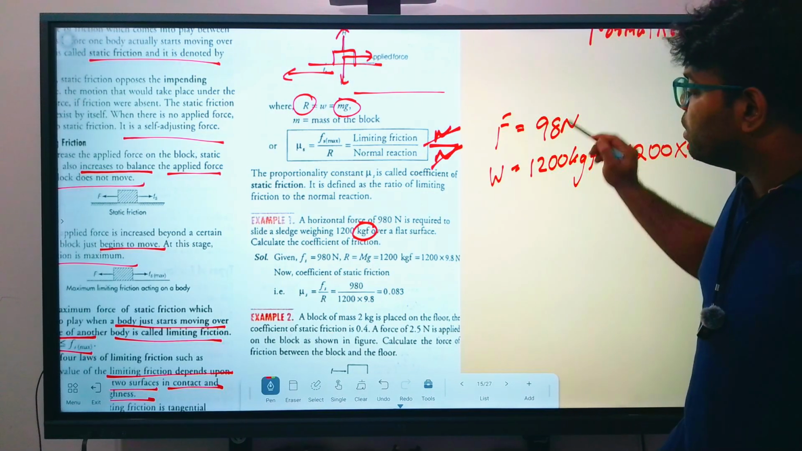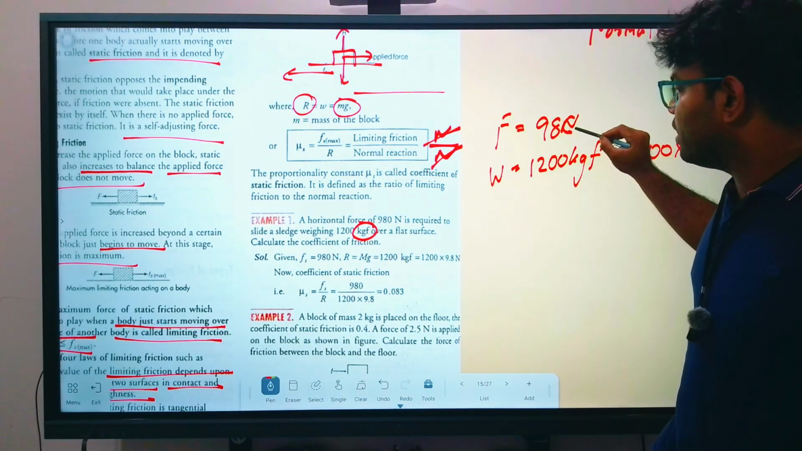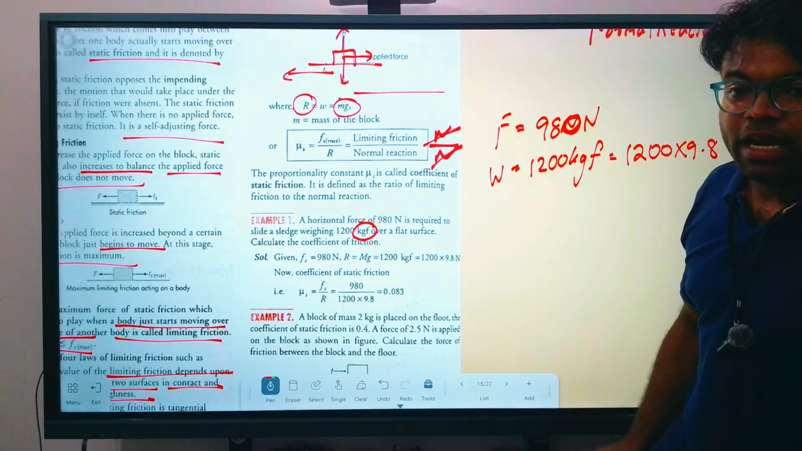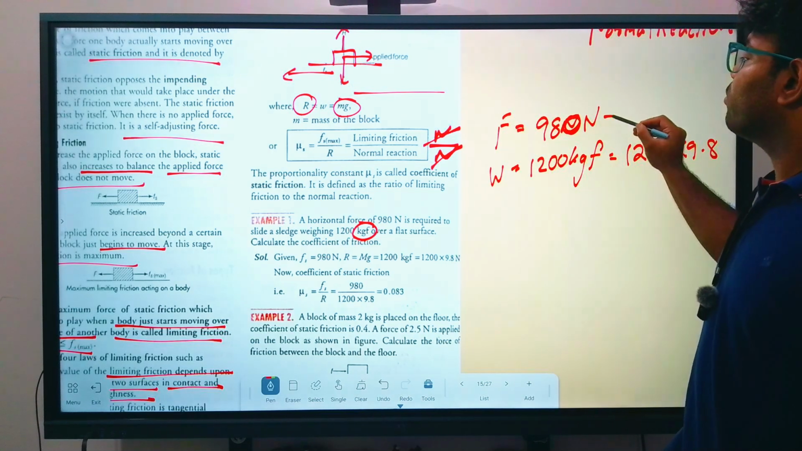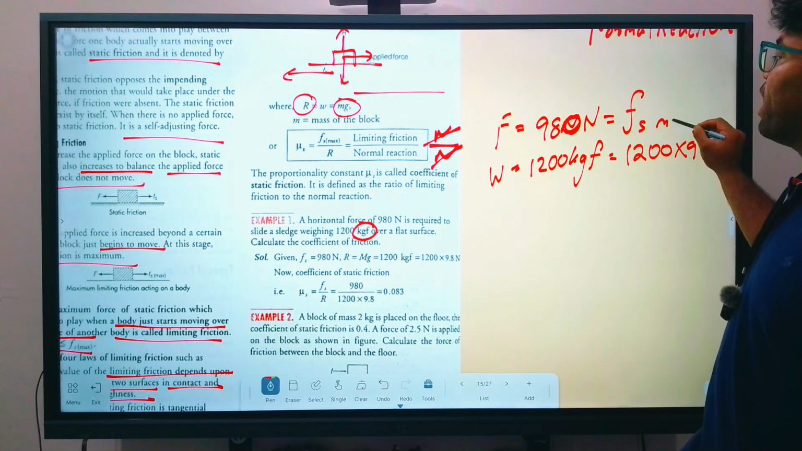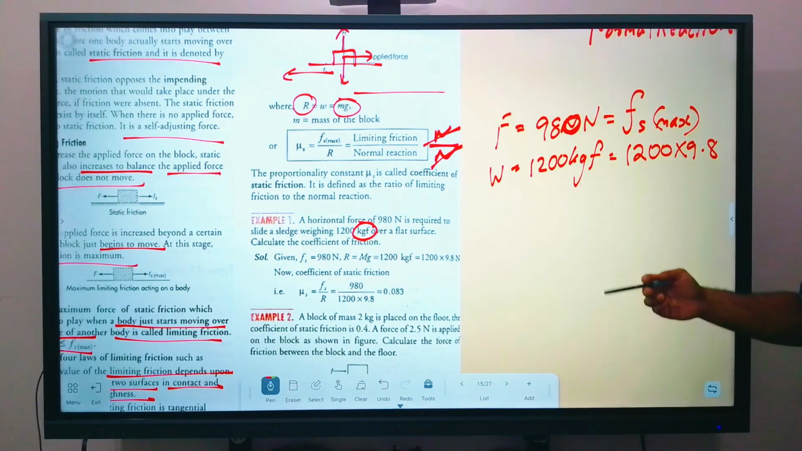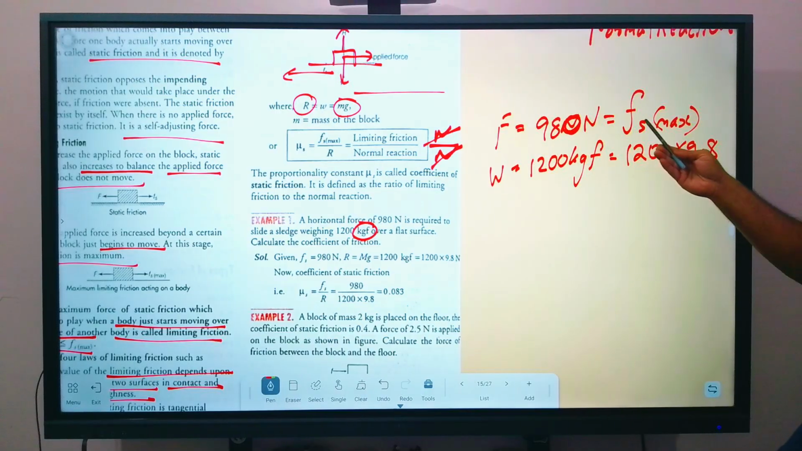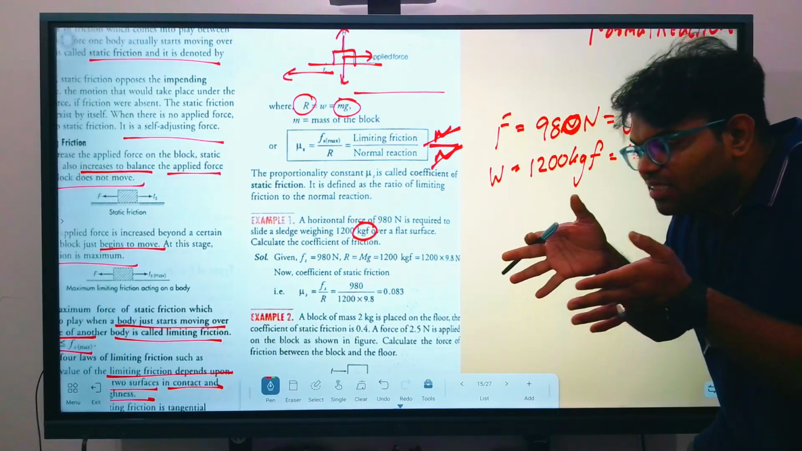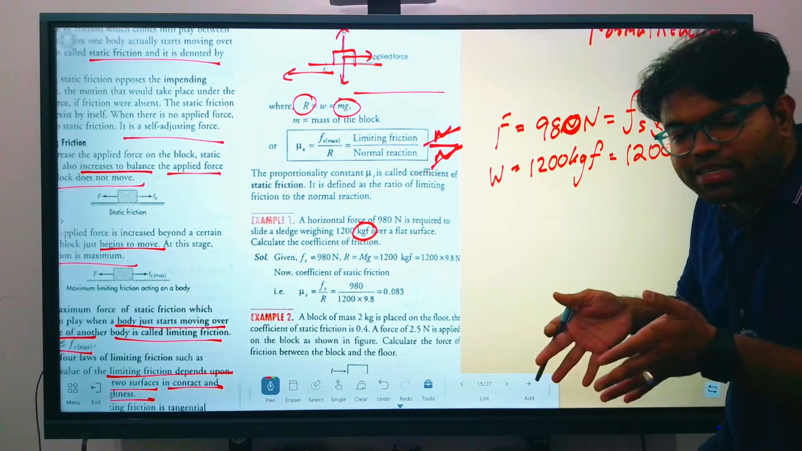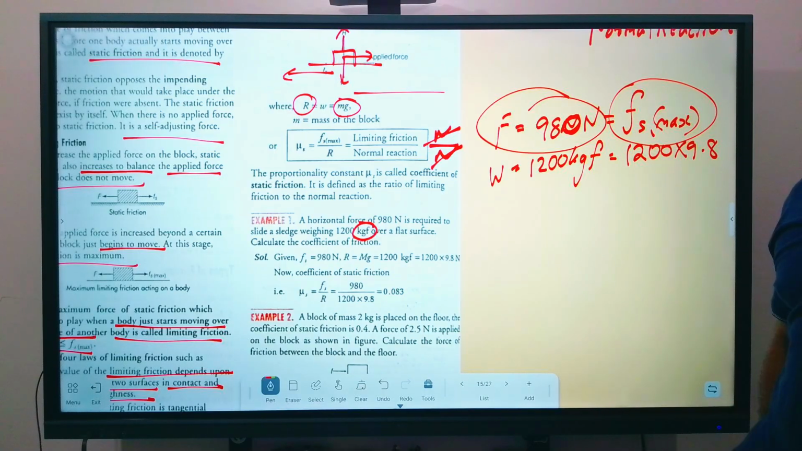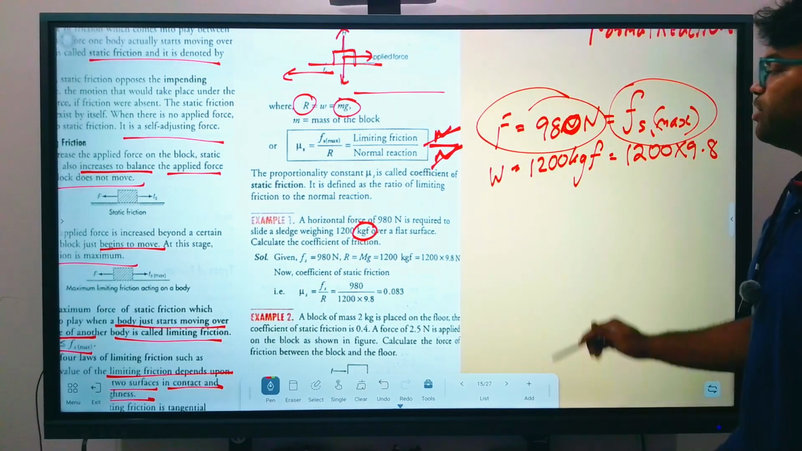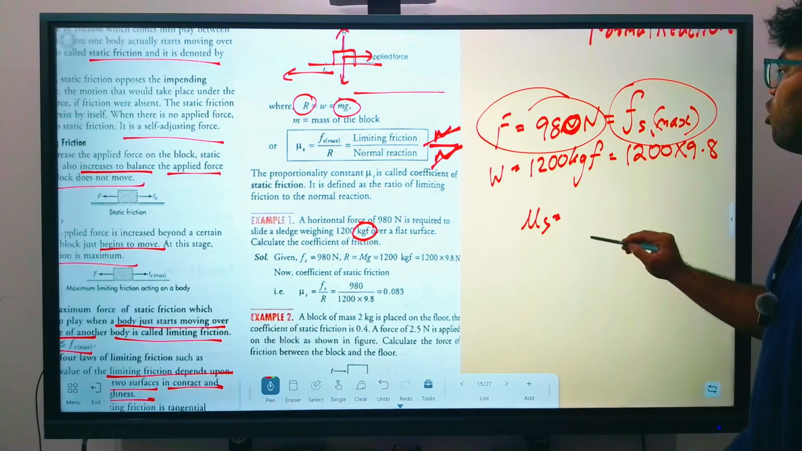Sliding means this much amount of force, 980 newtons, is required to just make the object start moving. So this force also becomes equal to the Fs max. Did you understand the logic? So how is an applied force becoming equal to the maximum static friction? The object is just starting to move. Therefore, the applied force becomes equal to the limiting static friction.